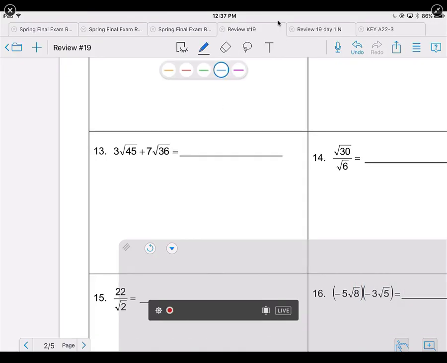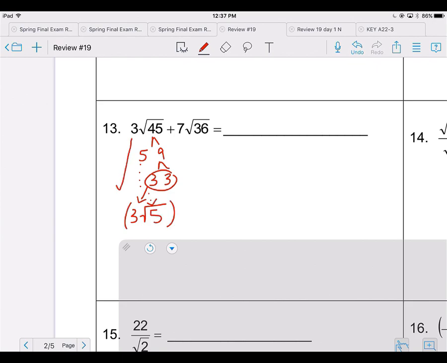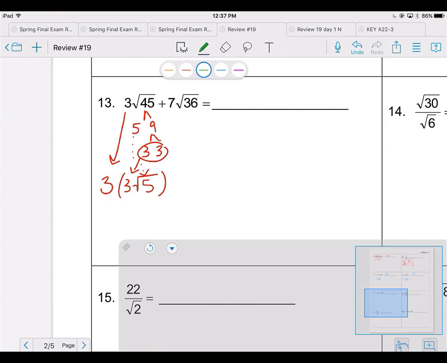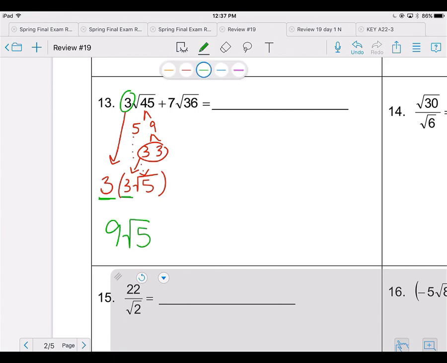Problem 13 is an adding or subtracting one. This one is an adding. When I type this in, it does not work nicely in my calculator, so I have to break down the square roots by hand if possible. 45 is 5 times 9. 9 is 3 and 3. So I'm going to take out a set of 3's, and 5 stays inside this square root. I had this 3 that was originally in front of my problem, so remember, everything that we do, we multiply until we see the plus sign. So 3 times 3 is 9 square roots of 5.